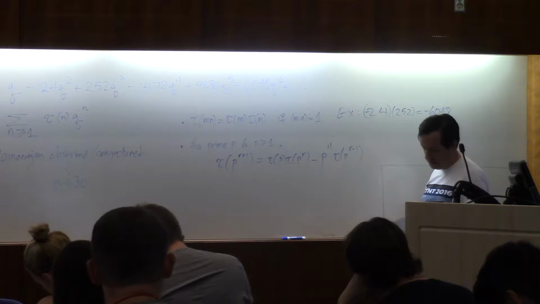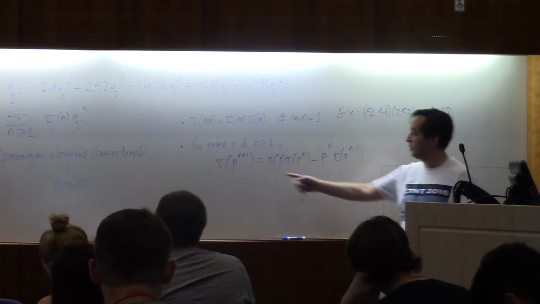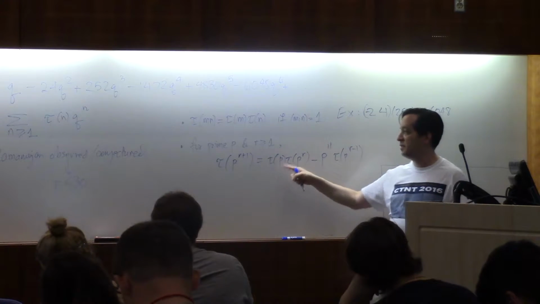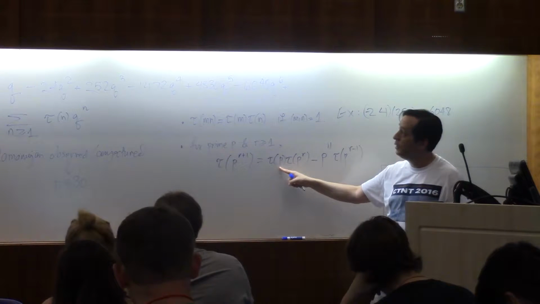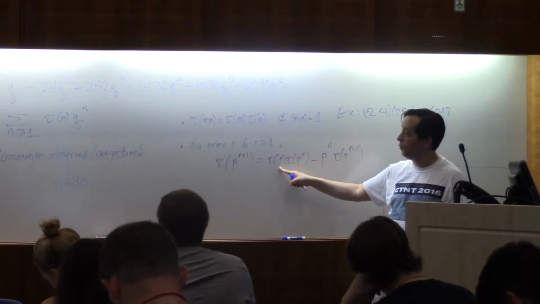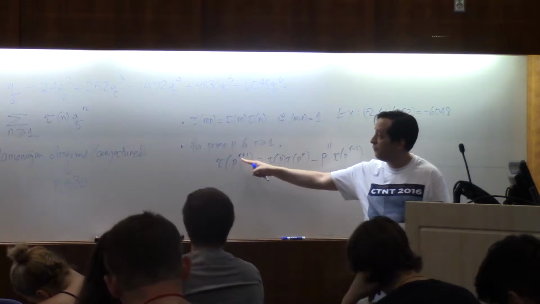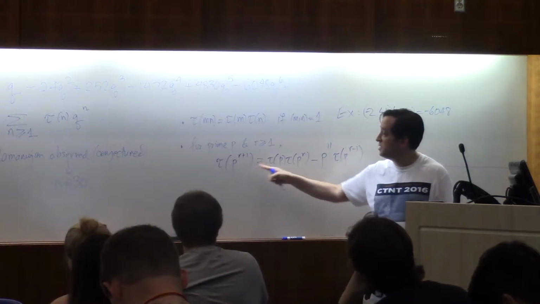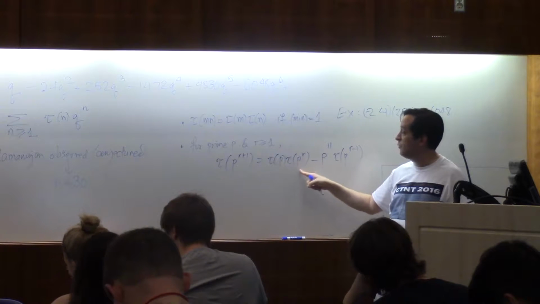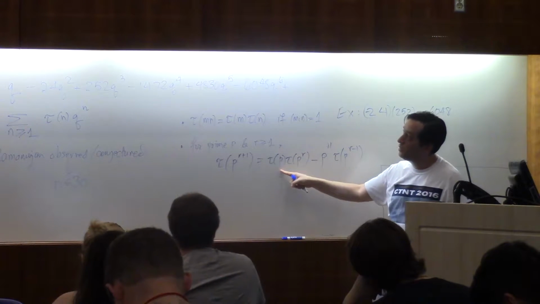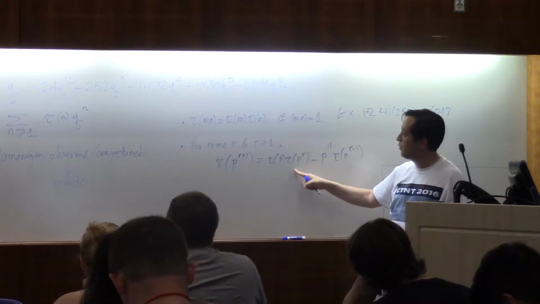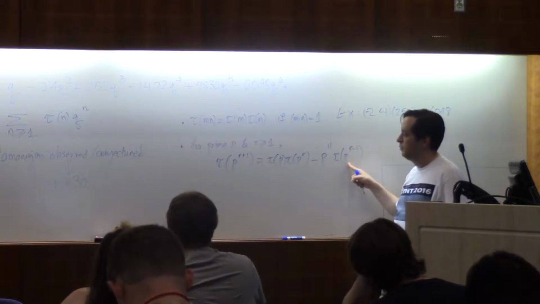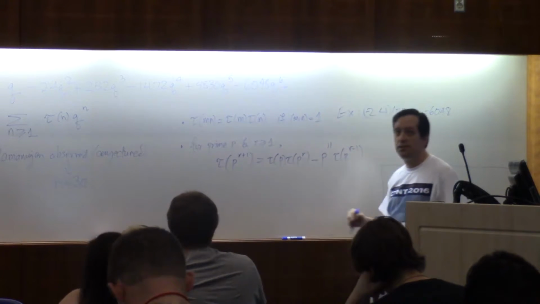So this was his 3-term recursion connecting tau of p^(r+1), tau of p^r, and tau of p^(r-1), granting knowledge of tau of p. So if you know tau of 2 is minus 24, then he's saying tau of 4, take r equals 1, p equals 2: tau of 4 is tau of 2 squared minus 2 to the 11th. So it should be minus 24, 24 squared minus 2048 times 1.